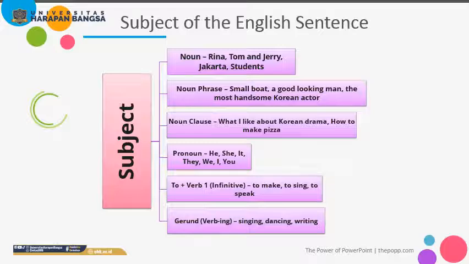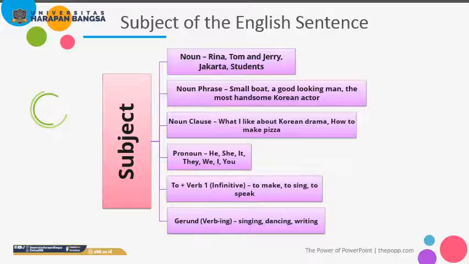Next, pronoun. Very easy. Pronoun in bahasa Indonesia means yes, kata ganti. For example, he, she, it, they, we, I, and you.